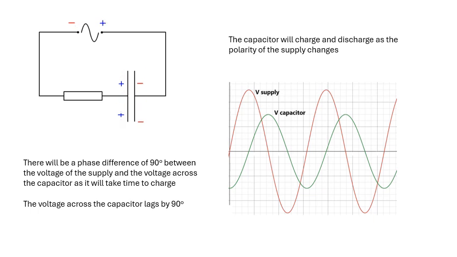Now, there'll be a phase difference of 90 degrees between the voltage of the supply and the voltage across the capacitor. We say that the voltage across the capacitor lags. It's 90 degrees behind the power supply voltage. Why? Because it takes time for the capacitor to charge up. It doesn't respond immediately. Remember the time constant of the circuit. It takes a little bit of time for the voltage across the capacitor to get bigger. So we say the voltage across the capacitor will lag by 90 degrees.